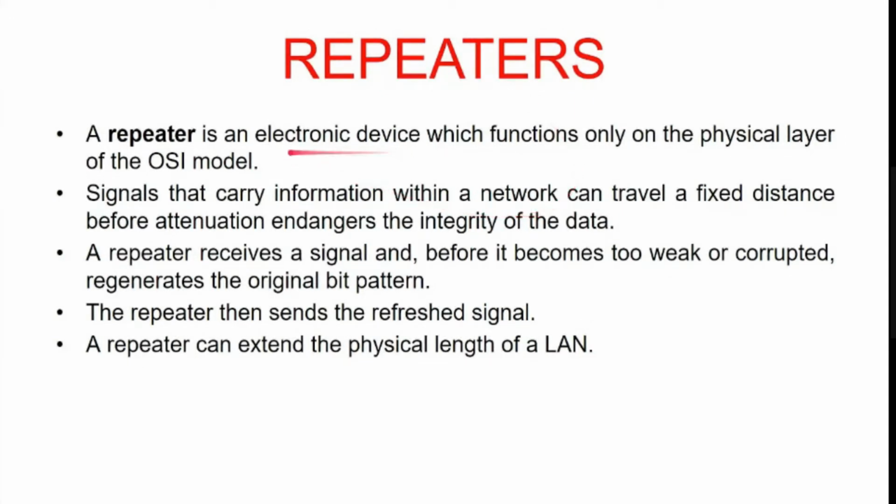Now you understand this is an electronic device used in the physical layer. The signals carry the information within the network. The repeater receives the signal before it becomes too weak or corrupted. If it is too weak or corrupted, it automatically regenerates the original bit pattern, regenerates the signal and sends the refreshed signal to the destination. So this is an intro of the repeaters.